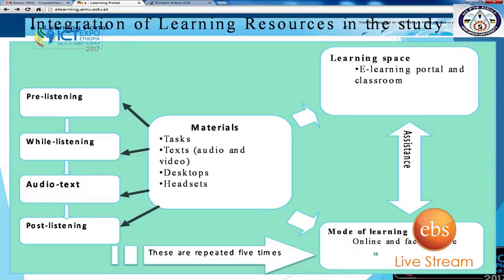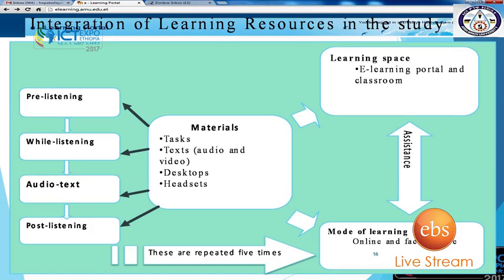Here is where I have considered their skill. If I ask them to write using their computer, they need the skill of writing, using the keyboard, moving the mouse, and all those. So what I did, instead of writing their answers on the computer, was let them take the answers on their notebooks. And integration of learning resources in the study: if you are interested, you can see that later.